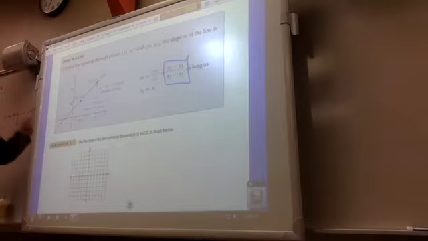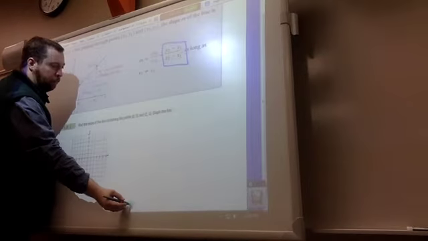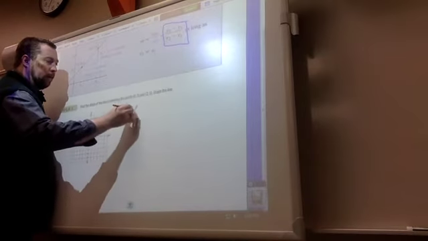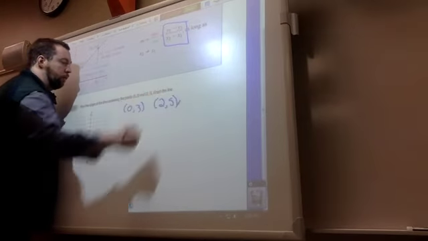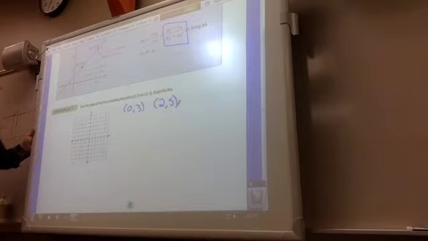So, example 1. I want to find the slope of the line containing the points 0, 3 and 2, 5. I could graph it and find it that way by counting, or I can just use the equation. We don't want to break out the graph.